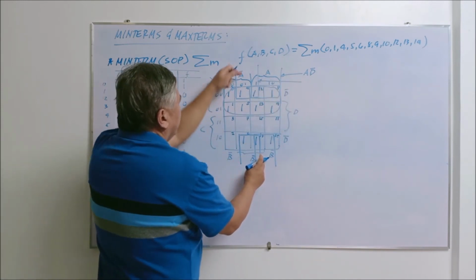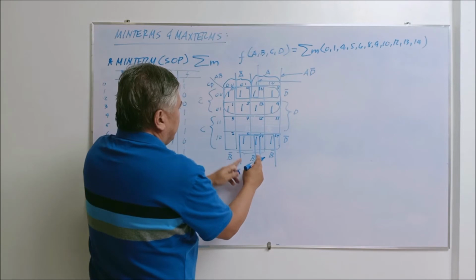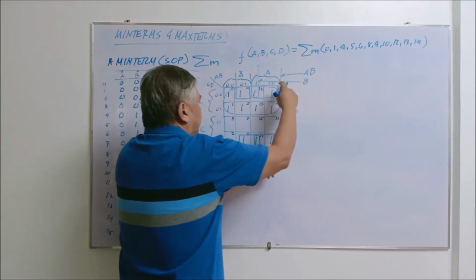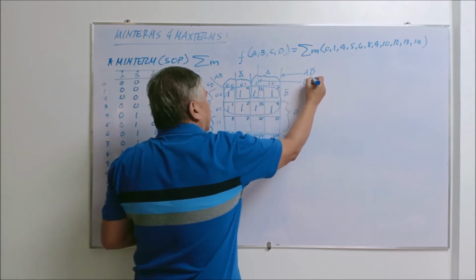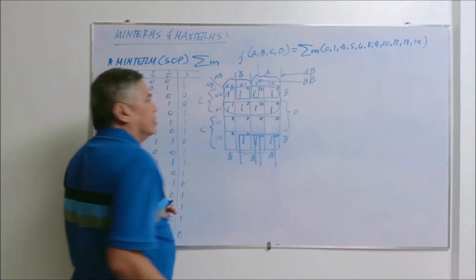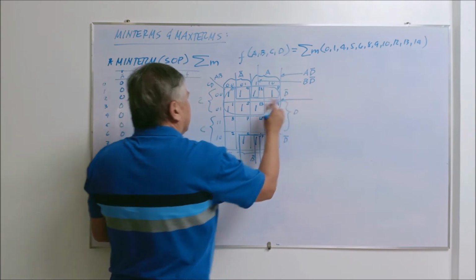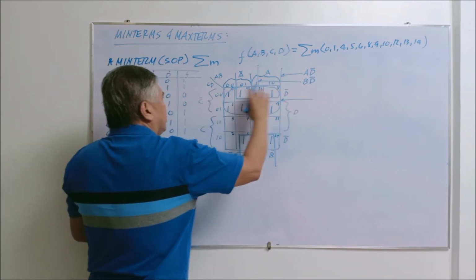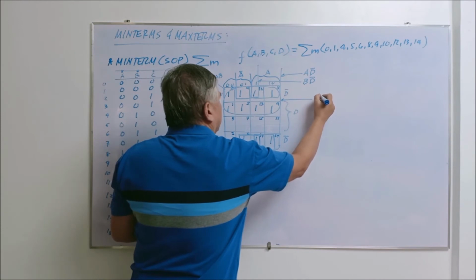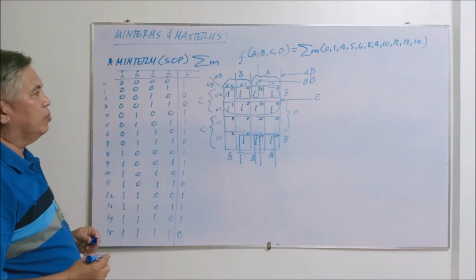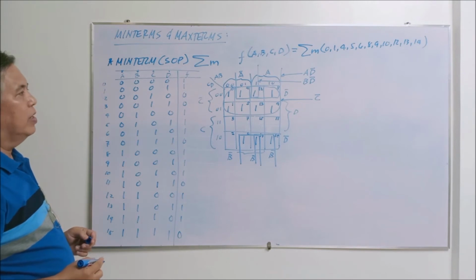this one and this one, this is under what? B. Okay, this is under B. At the same time under D bar. Okay? And then you have 8 adjacent cells. This belongs to C only. C bar. Okay? So that will be our equation.